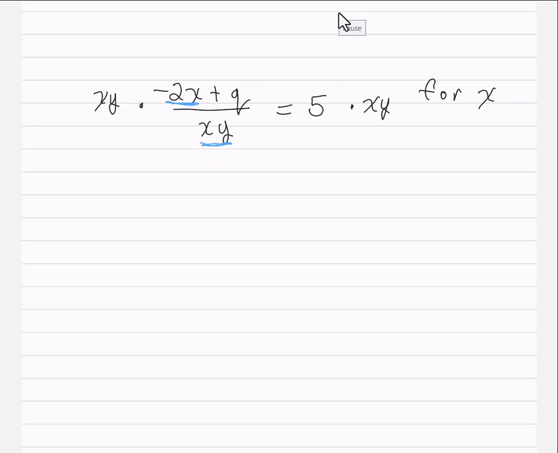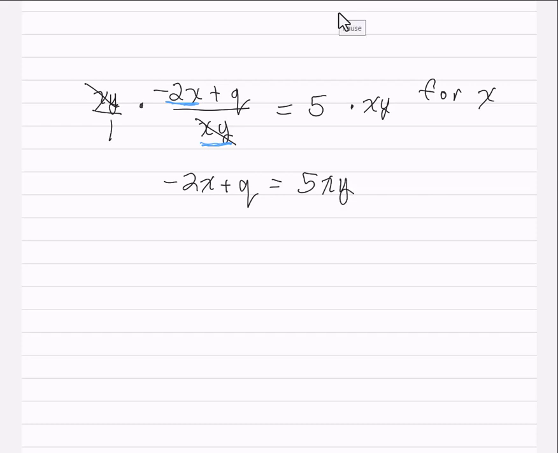And when I do that, on the left-hand side, they cancel. Now be careful that you do that. Don't try to distribute this, because the whole reason for multiplying by xy was to make it cancel. So you want to make sure that you do that. When you multiply by a denominator, make sure you're doing the canceling. So on the left-hand side, I have minus 2x plus q, and on the right-hand side, I have 5xy.